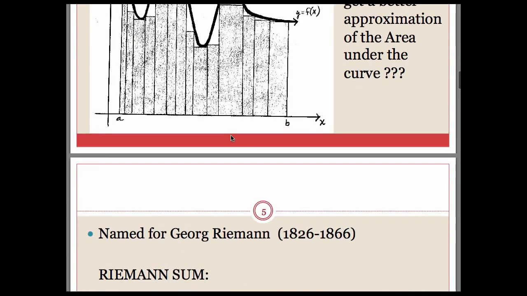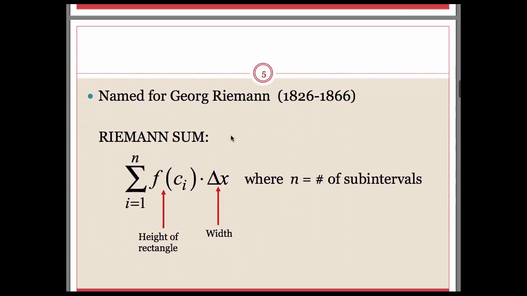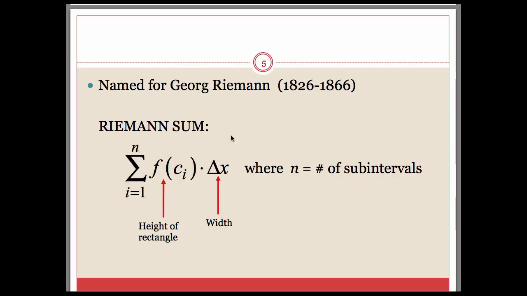The reason these are called Riemann sums is that they're named for the German mathematician Georg Riemann. His work in physics and math became the basis for Einstein's work in relativity.